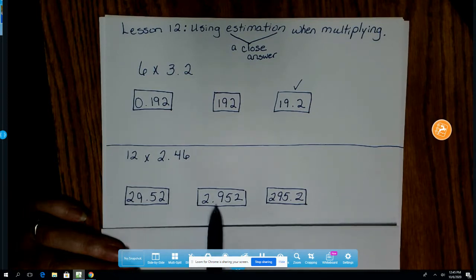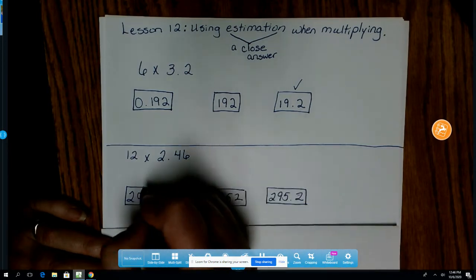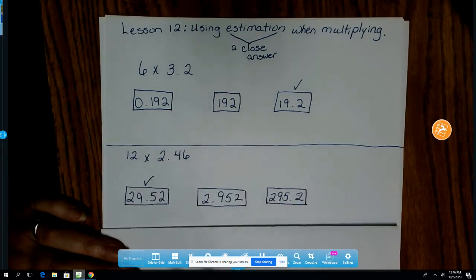So 2 and 952 thousandths. Now, 2 is not anywhere close to 24. 295 and 2/10. No, that's not anywhere close to 24 either. So it looks like this is probably going to be my answer based on my estimation.